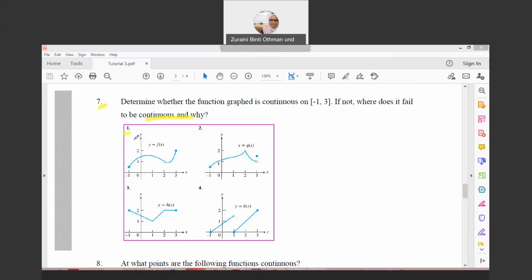for graph number 1, the answer is not continuous. Why is it not continuous? It's not continuous. This is not continuous because, from the first definition of continuity, x is equal to 2 is undefined.